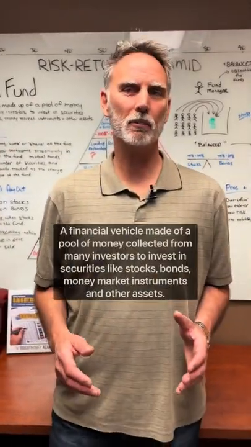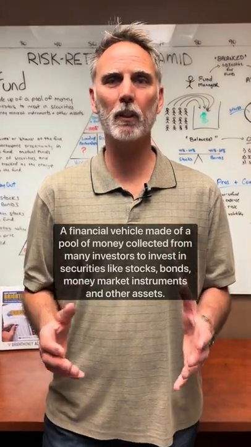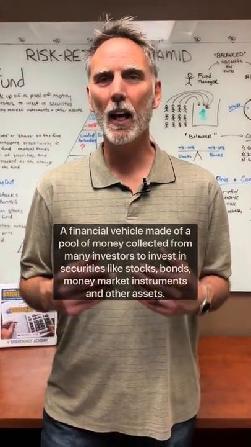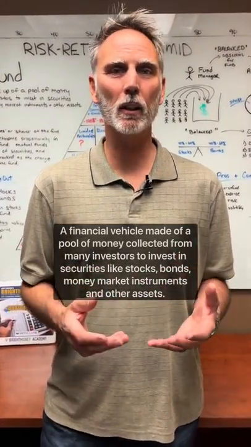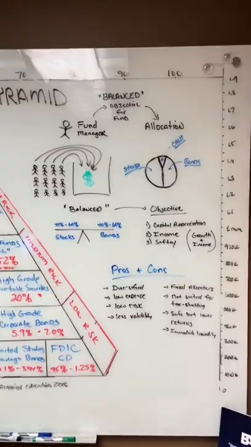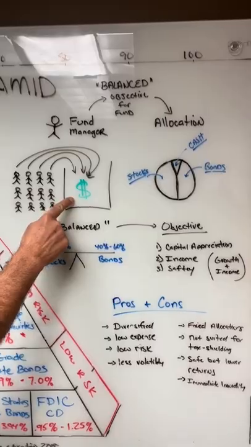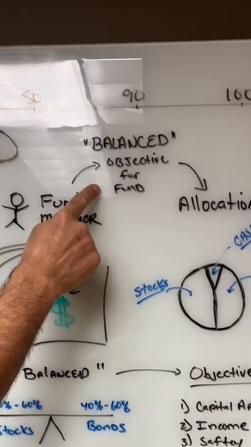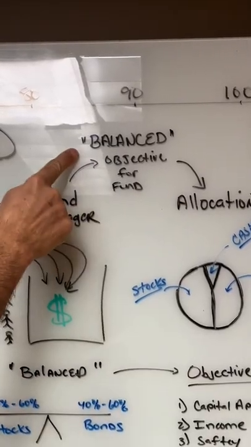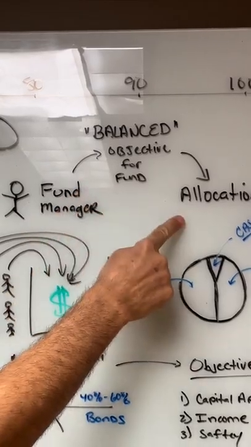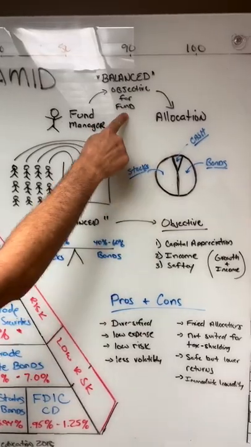A mutual fund is a financial vehicle made up of a pool of money from many investors to invest in assets like stocks, bonds, money market instruments, and other assets. So here's how they work. Many investors pool their money into the investment company. There's a fund manager that has an objective for that fund, in this case, a balanced fund. He or she then creates an allocation to serve that objective.